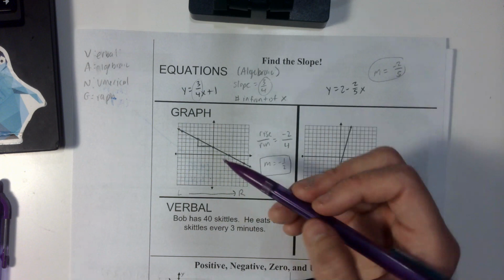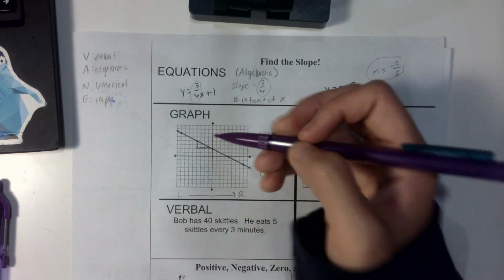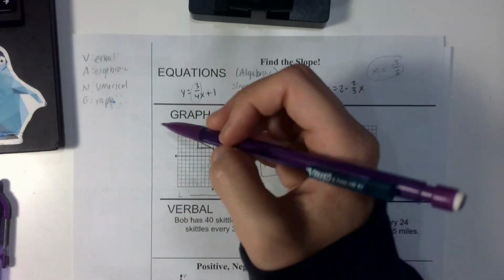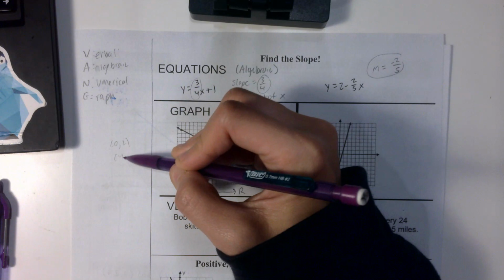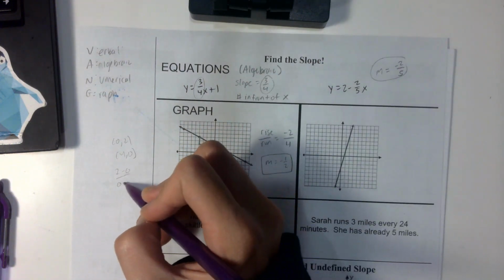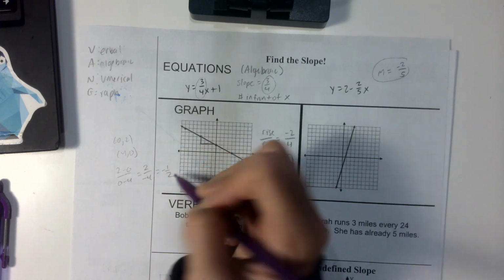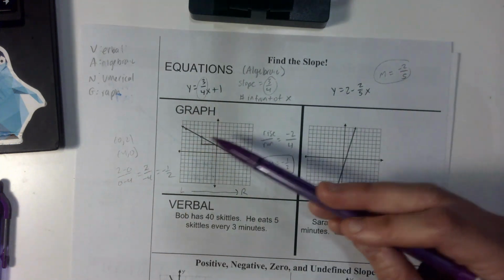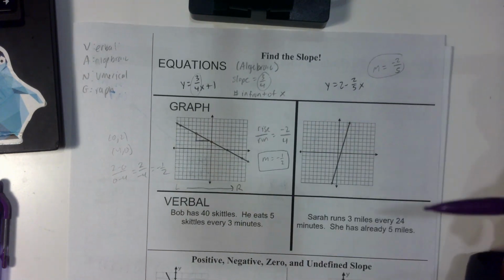We could also look at points, right? Here we have 0, 2, and then we have 4, 0. So we could do 2 minus 0 over 0 minus 4. We get 2 over -4 equals -1/2 again. So sometimes you can just see it by looking at the grid lines, and sometimes you have to calculate it with a point. All right, what about this one?